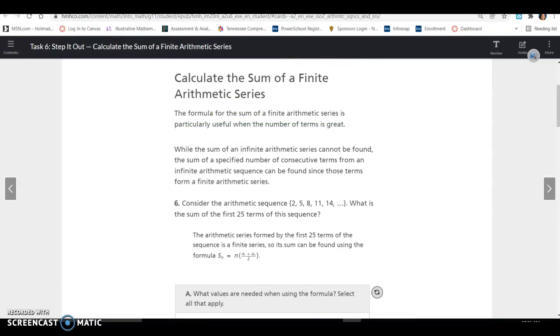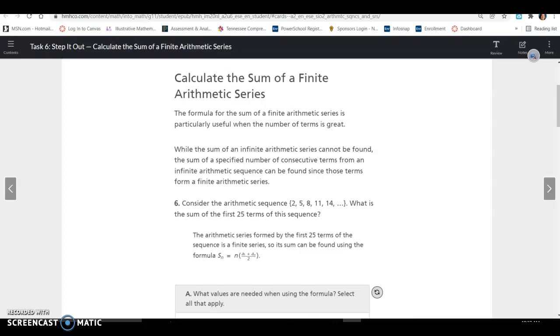Lesson 13.2, Task 6. Calculate the sum of a finite arithmetic series. The formula for the sum of a finite arithmetic series is particularly useful when the number of terms is great. When the sum of an infinite arithmetic series cannot be found, the sum of a specific number of consecutive terms from an infinite arithmetic sequence can be found since those terms form a finite arithmetic series.